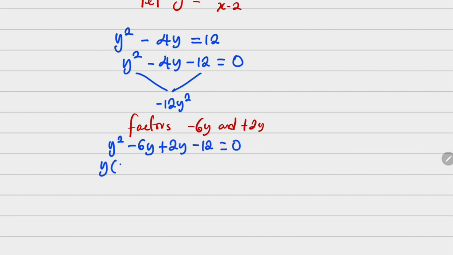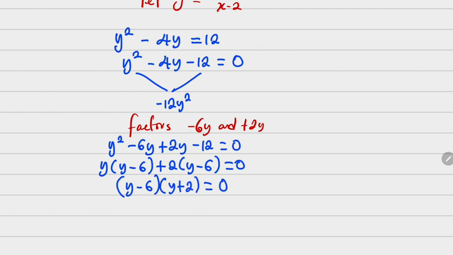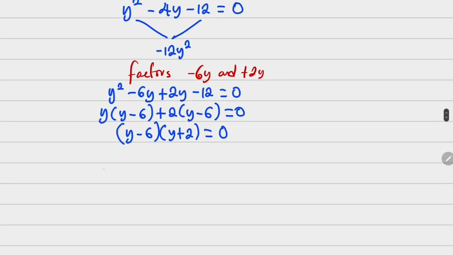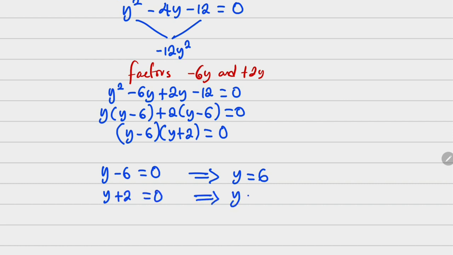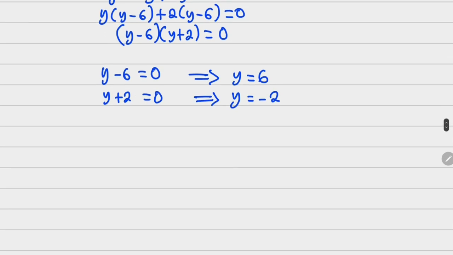So that I have y into y minus 6, then plus 2 into y minus 6 is equal to 0. So (y minus 6) into (y plus 2) is equal to 0. Now having this confirms to us that either y minus 6 is equal to 0, which implies that y is equal to 6, or y plus 2 is equal to 0, which implies that y is equal to minus 2.